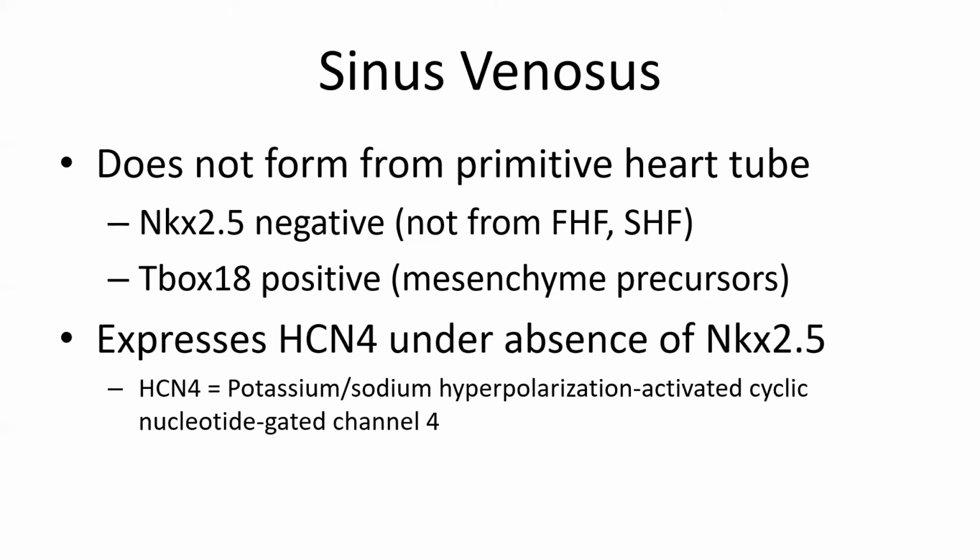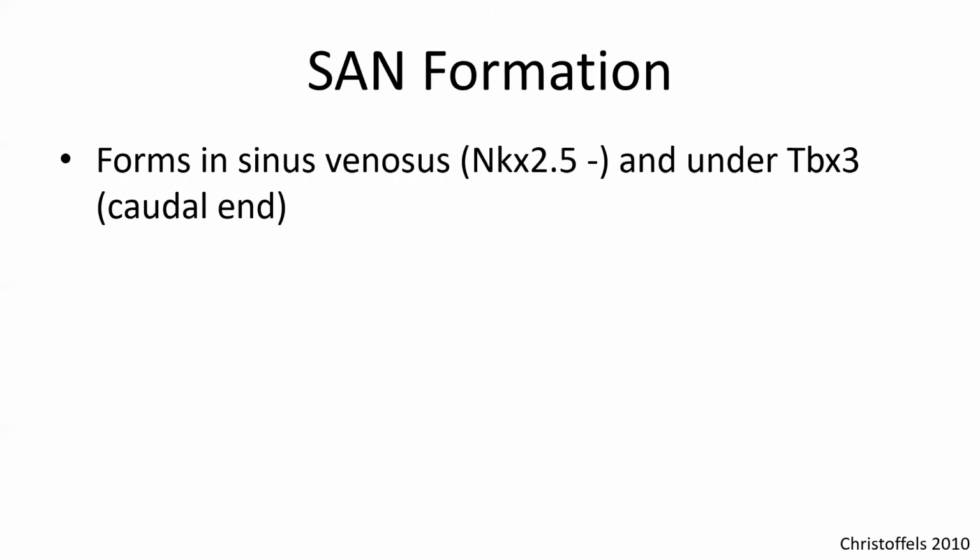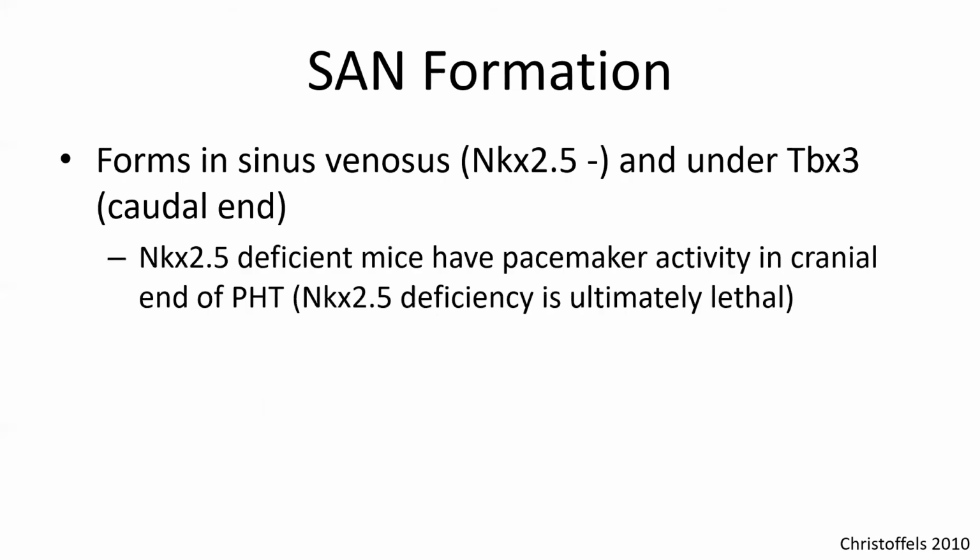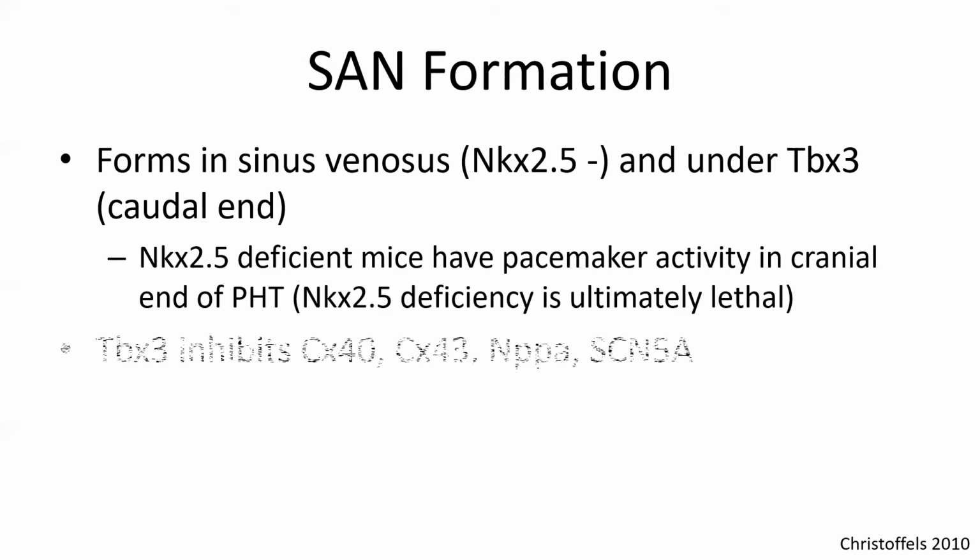And in the absence of NKX2.5, the funny current HCN4 is expressed in the sinus venosus. So the actual sinus node itself comes about from the absence of NKX2.5 and under the expression of T-box3. And in mice that are deficient in NKX2.5, they have disorganized pacemaker activity, and this is ultimately a lethal deficiency. And it's the T-box3 that really inhibits this working myocardium phenotype of these fast connexins 40 and 43.